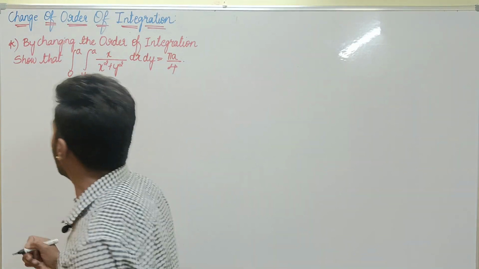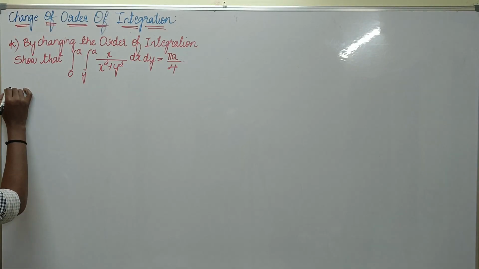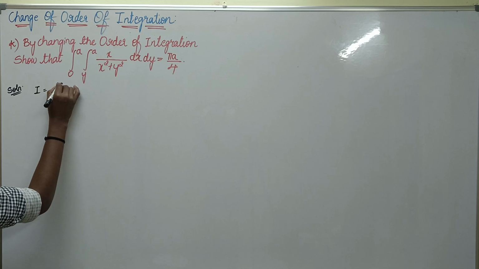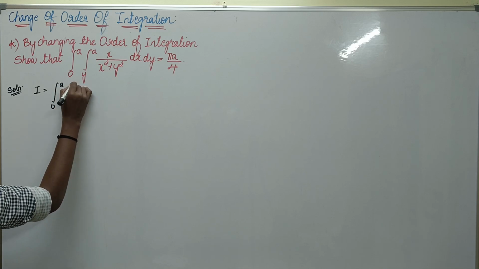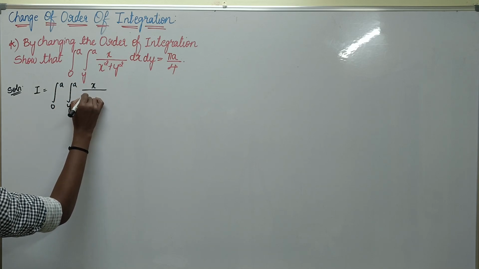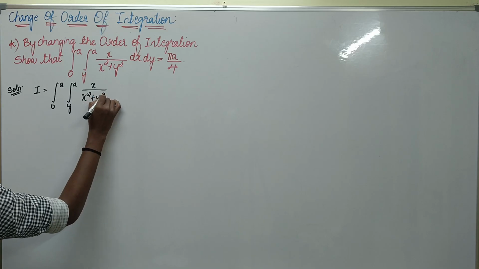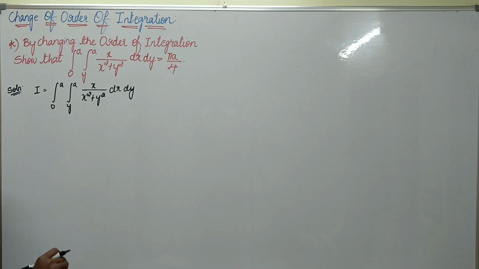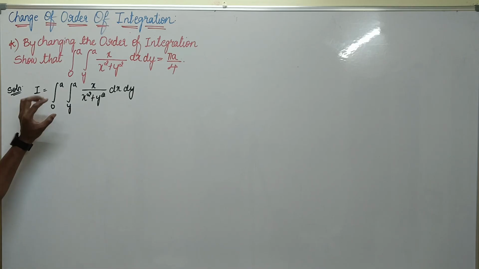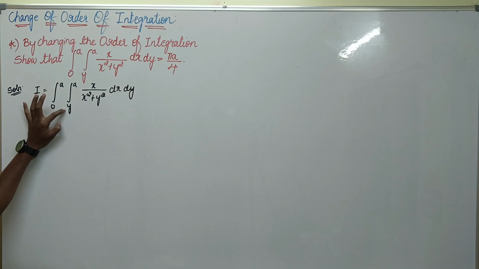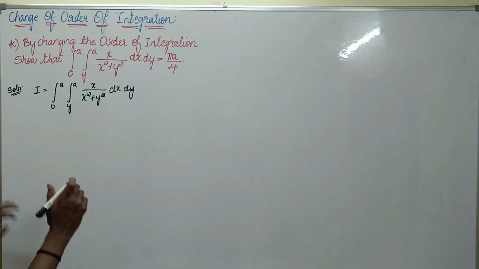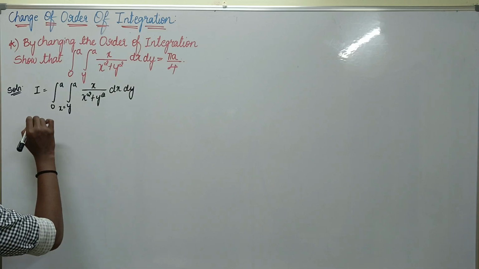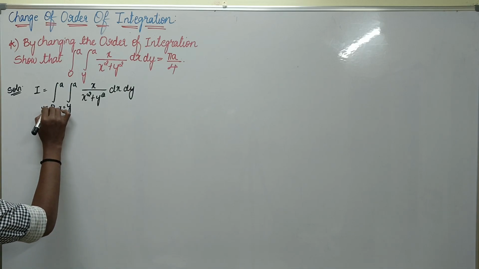Now, let us see. First, represent the given integral solution I, which is equal to the integral from 0 to a, y equal to a x by x square plus y square dx dy. This is our required solution. Now, always first look into the first integral. It is defined with respect to y. If the limit points are defined with respect to y, it means I need to integrate strictly with respect to x. The remaining variable is y.